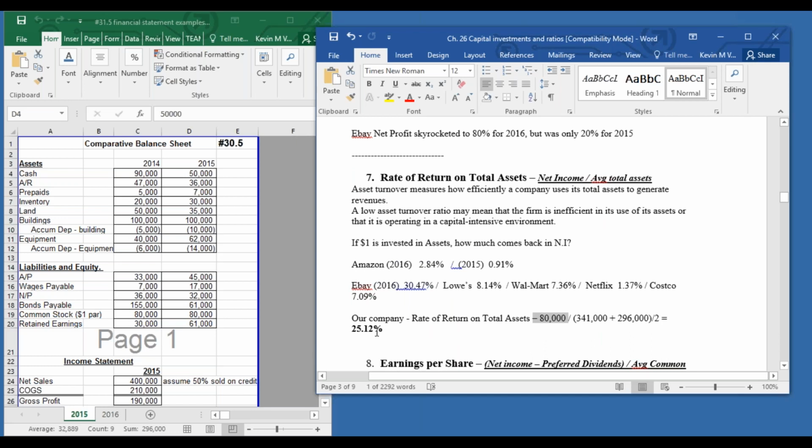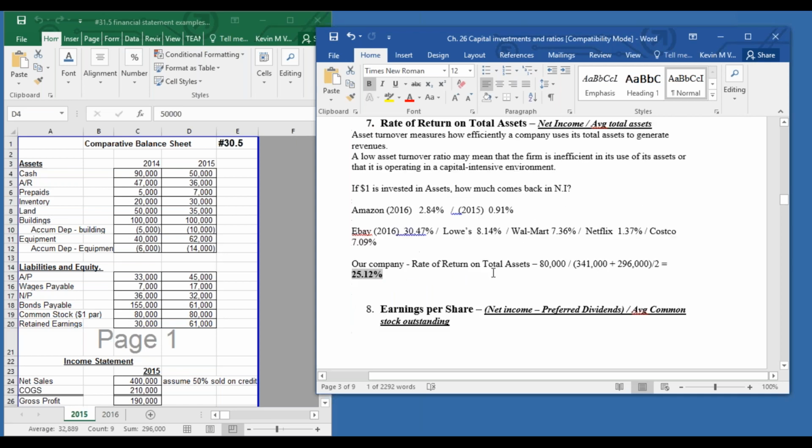Our company, we do really, really well, kind of like eBay. For every dollar we invest, a quarter goes into our net income. So after 4 years, I'm making money on those assets. I'm recouping all of that as additional income.